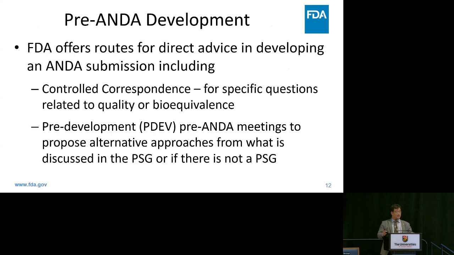We also offer routes for direct advice in developing an ANDA submission, including the control correspondence mechanism, as you all know, for specific questions related to quality or bioequivalence, and the pre-development pre-ANDA meetings to propose alternative pathways from what's discussed in the PSG. Or if there's not a PSG, you can propose a meeting and we will grant you that meeting, provided you have enough information to support a meeting that you submit.